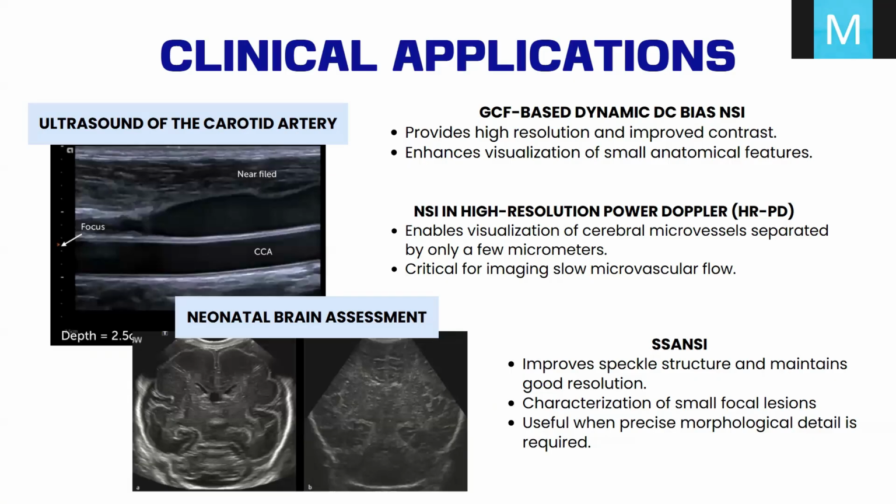Regarding clinical applications, the dynamic DC bias NCI method enhances the visualization of small anatomical structures and improves contrast in anatomically diverse regions such as the carotid artery, thyroid, and parotid gland. The NCI-based power Doppler technique is particularly promising for microvascular assessment. And the SANSI, although more computationally complex, is well suited for applications where speckle fidelity is crucial, such as soft tissue imaging, musculoskeletal evaluation, and detailed characterization of focal lesions.